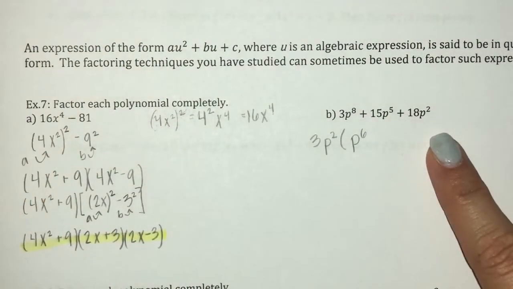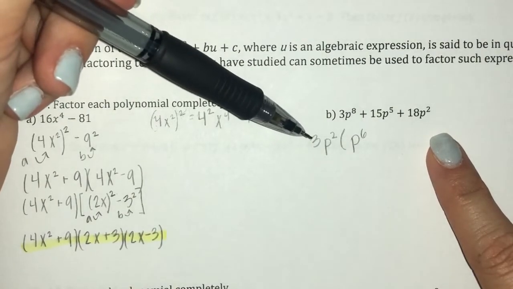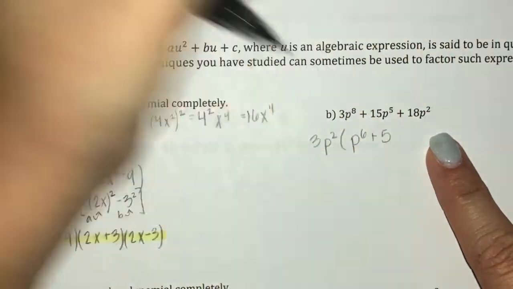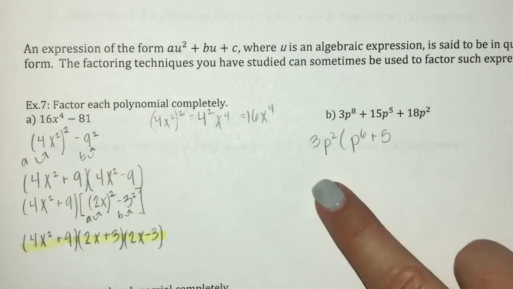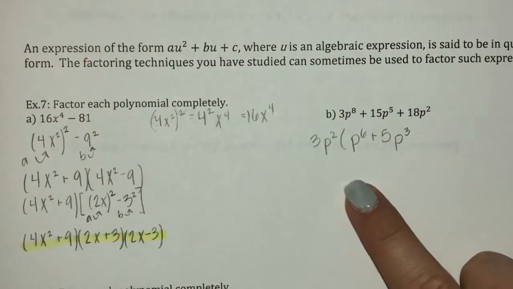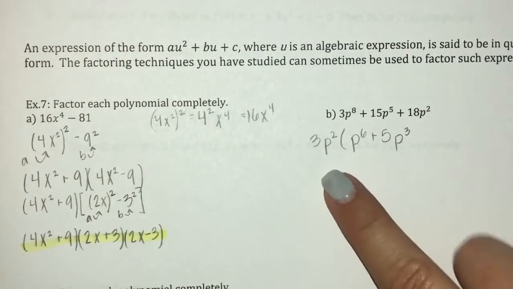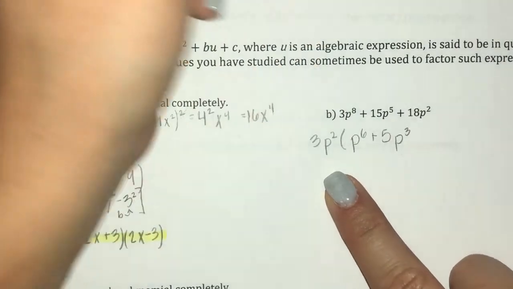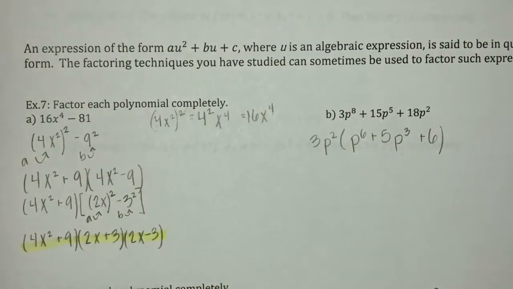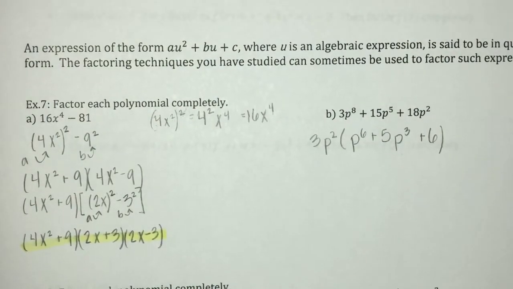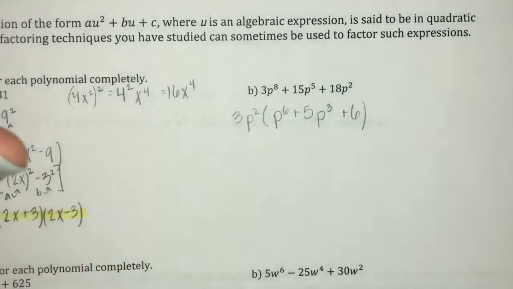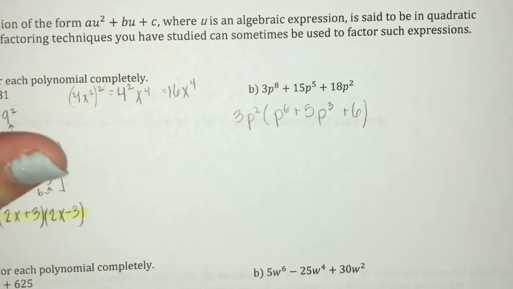And then 15p to the 5th divided by 3p squared, you'd be left with, so 15 divided by 3 is 5. And then p to the 5th power divided by p squared, that would leave you with p cubed. And then 18p squared divided by 3p squared, so 18 divided by 3 is 6. And then p squared divided by p squared cancels out. So we have p to the 6 plus 5p cubed plus 6.